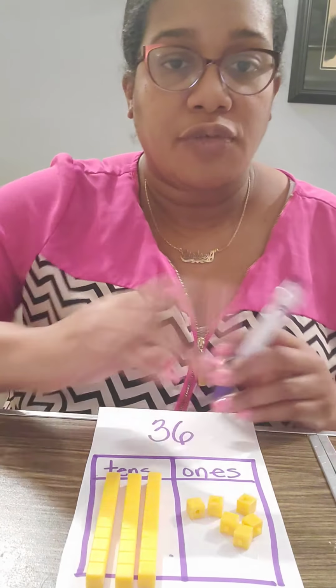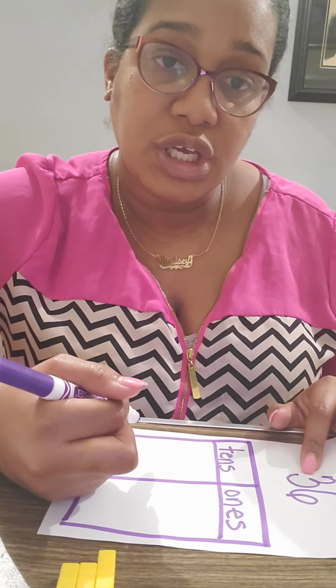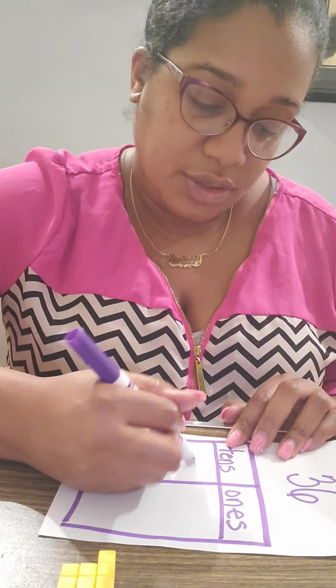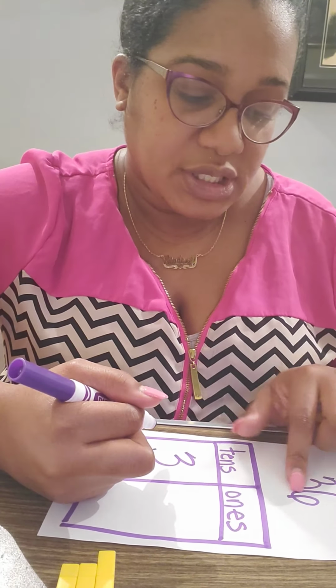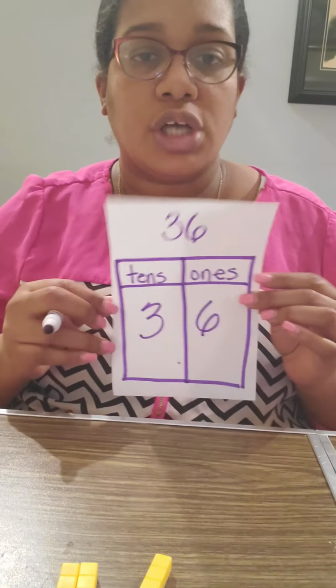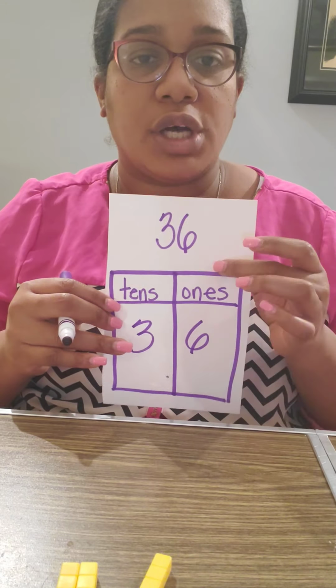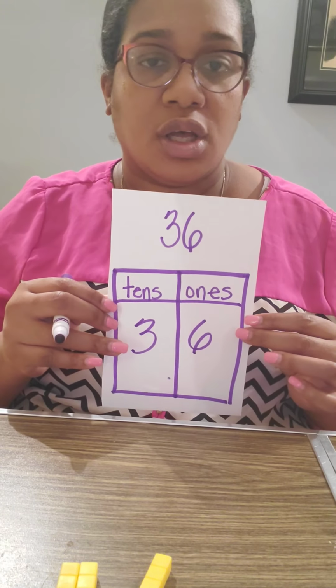So, of course, when you don't have these, you simply put the numbers on the chart. So if I have 3 tens, 3 goes here. I have 6 ones, 6 goes here. So the chart tells me that I have 3 tens in 36 and 6 ones in 36. All right.